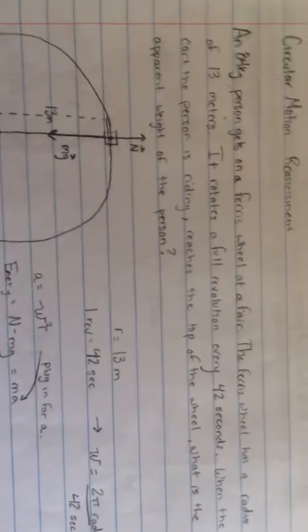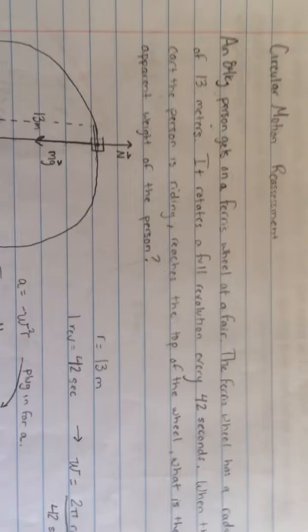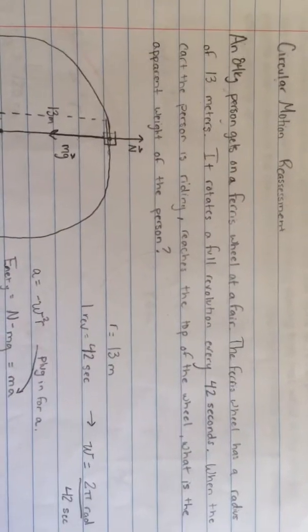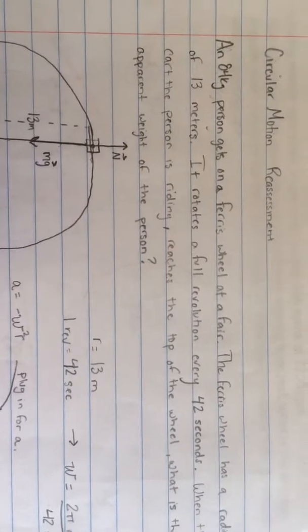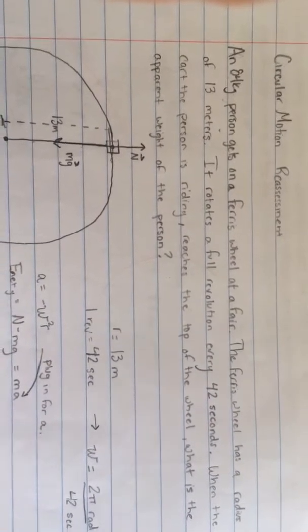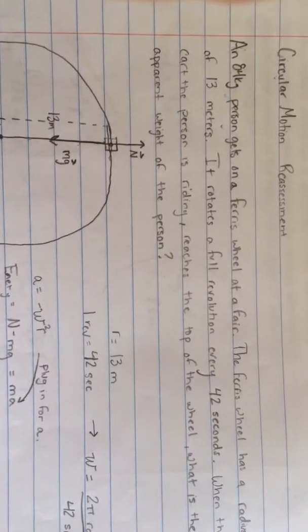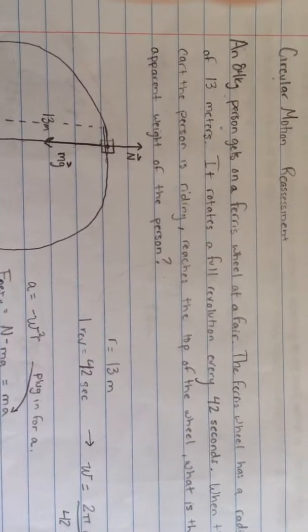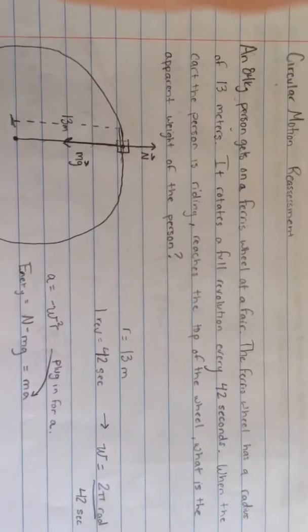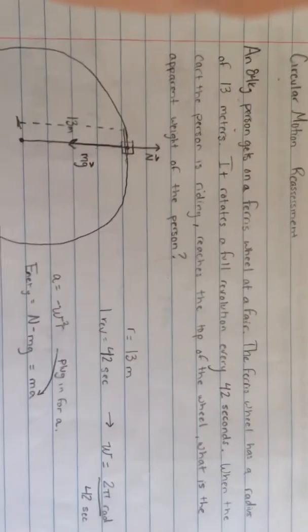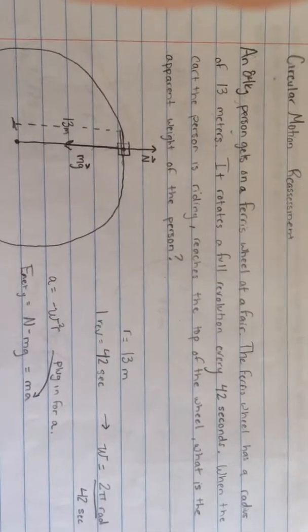Okay, this is my circular motion reassessment. For this one I did an 84 kilogram person gets on a Ferris wheel at a fair. The Ferris wheel has a radius of 13 meters. It rotates a full revolution every 42 seconds. When the cart the person is riding reaches the top of the wheel, what is the apparent weight of the person?